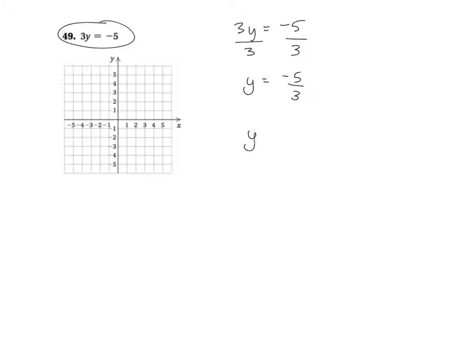Now, it's supposed to be written in this form, mx plus b, but I don't have this term. All I have is a number. All I have is a b term. And so if I don't have that, then that means that the slope is 0. In other words, I have a flat line.